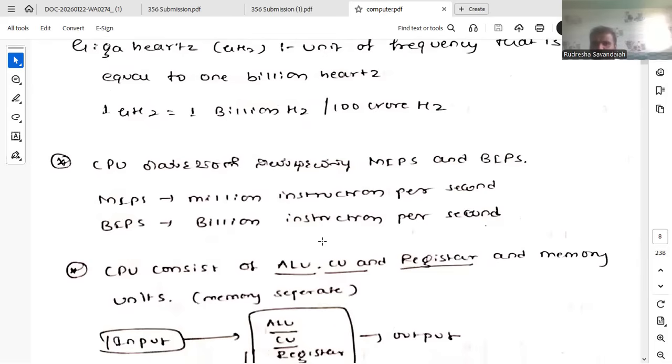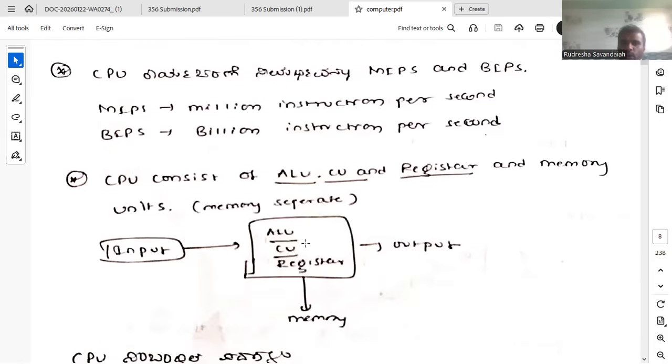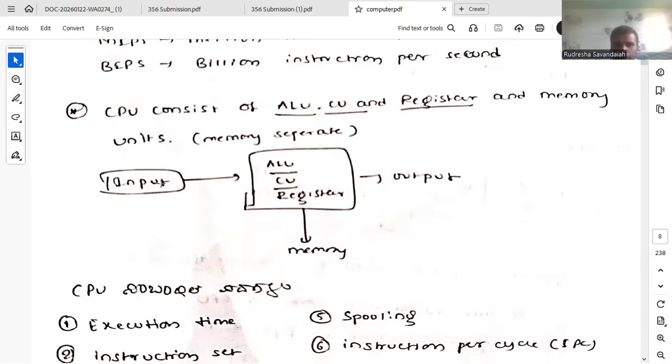CPU, central processing unit: MIPS and BIPS. MIPS means million instructions per second. BIPS means billion instructions per second. See, CPUs have two classifications: one is MIPS, another is BIPS. CPU consists of ALU, arithmetic logic unit, CU, control unit, registers, and memory units. Look here. This is the input, this is the arithmetic logic unit and register, output, memory.